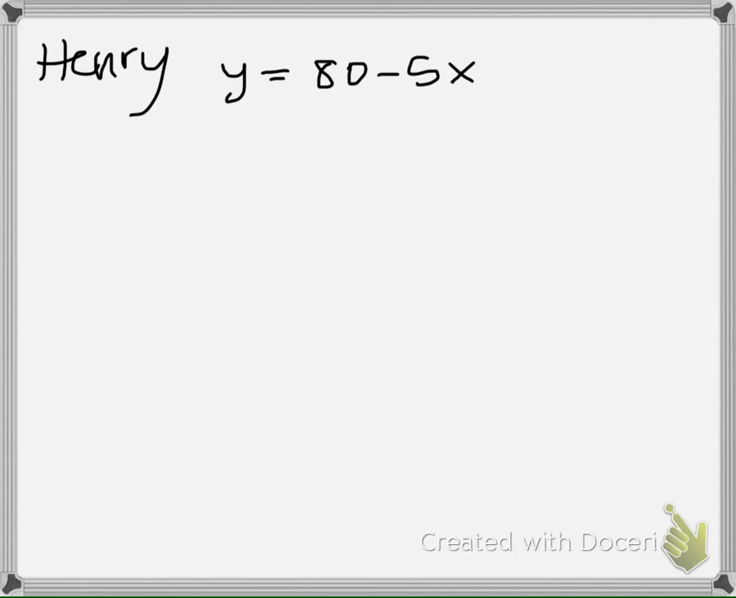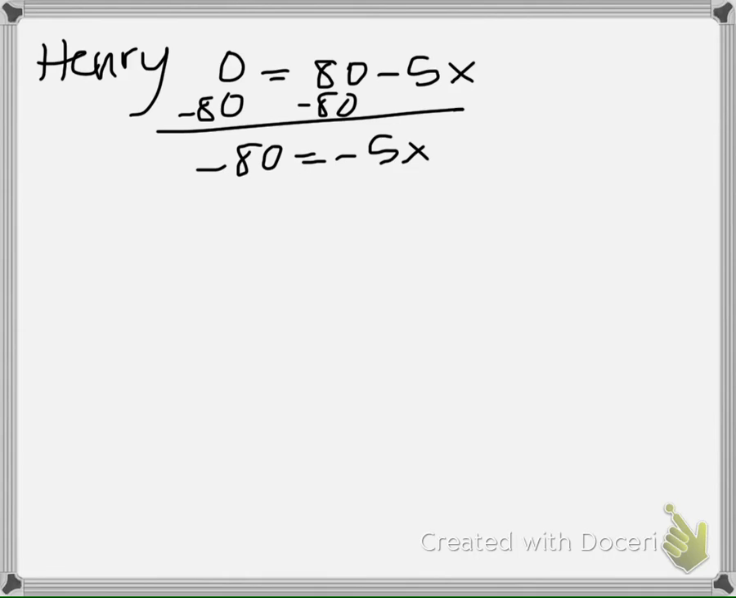Okay, and then I'm going to do Henry. And his equation was y equals 80 minus 5x. So substitute 0 in for y and solve. Minus 80 on both sides. Negative 80 equals negative 5x. Divide by negative 5. And he spends all of his money in 16 weeks.